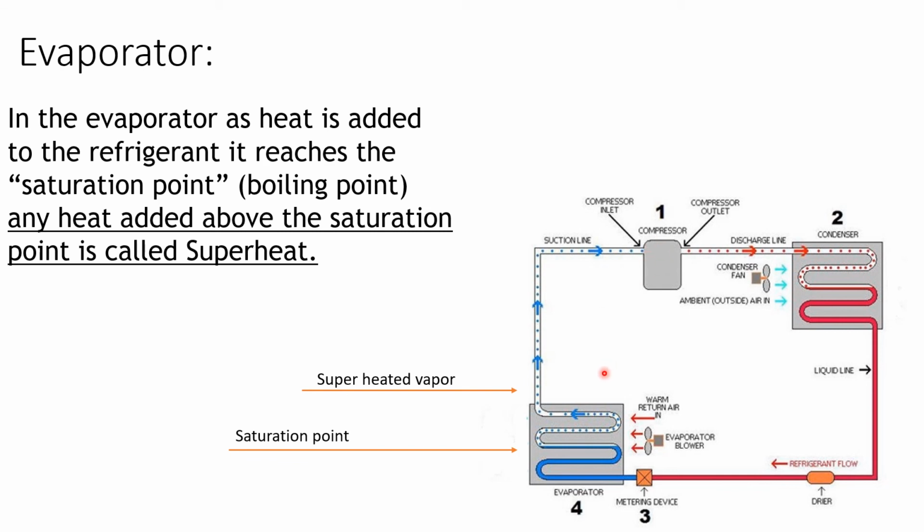If for whatever reason we didn't hit our saturation point until this point in our line set or this point in our line set, we potentially could have a mixture of liquid and vapor going into the compressor, and the term for that is called slugging. Slugging is very difficult on a compressor.